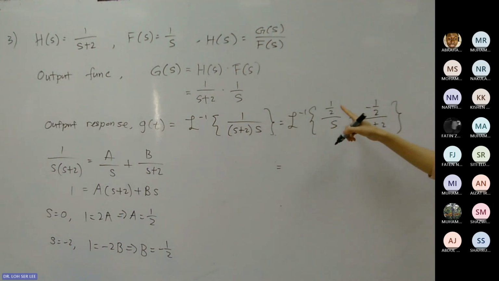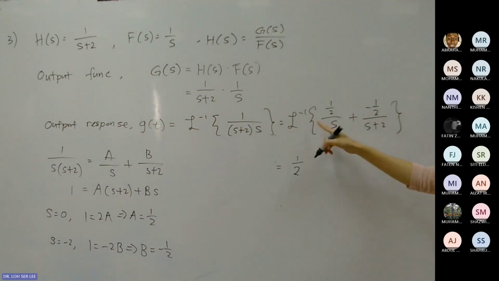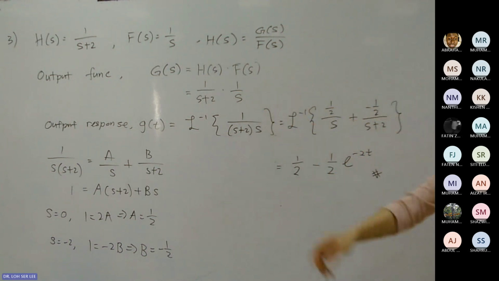So inverse Laplace of 1 over 2 over s, factorize the 1 over 2. So you inverse Laplace 1 over s, you get 1. Minus, factorize the half. Inverse Laplace of 1 over s plus 2 is e to the negative 2t. This is the output response. This is the output function.